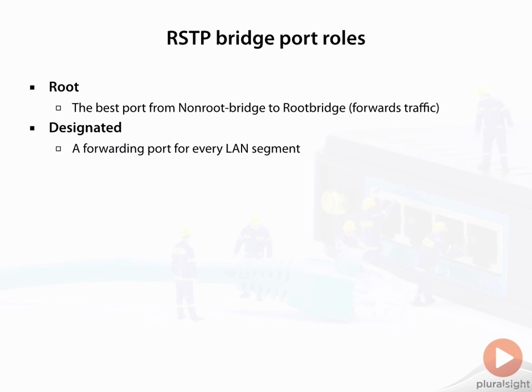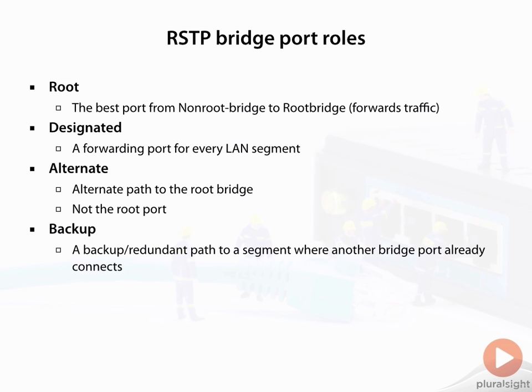Now, a port could also be designated as a designated port. And this port also forwards traffic for the segment. And we're allowed to have one of these designated ports on each segment. Now, with rapid spanning tree, we have another port role called alternate. An alternate port is nothing more than an alternate path back to the root bridge, but it's not the root port. So because it is not the root port, then we would block this port.